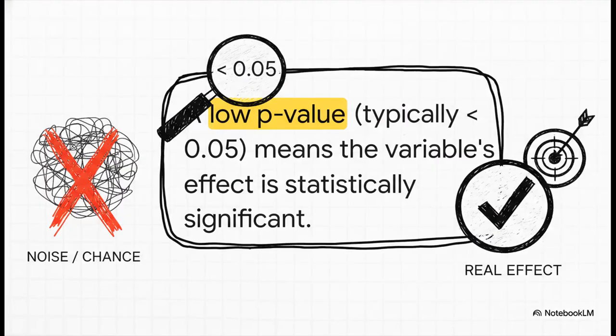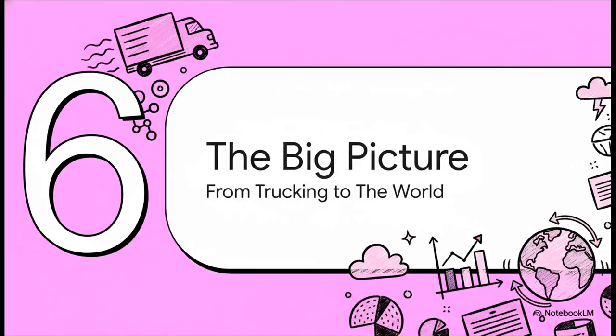And here's the rule of thumb. It's super simple. A really low p-value, and by low we usually mean less than 0.05, is like a big stamp of approval. It tells you that the variable's effect is the real deal, not just some random chance. As you can see, both miles and deliveries had tiny p-values, which proves they both belong in our model. So we helped Butler Trucking make way better predictions. That's awesome.